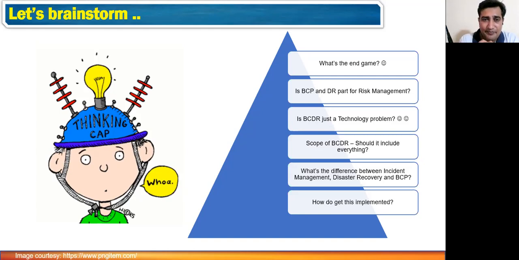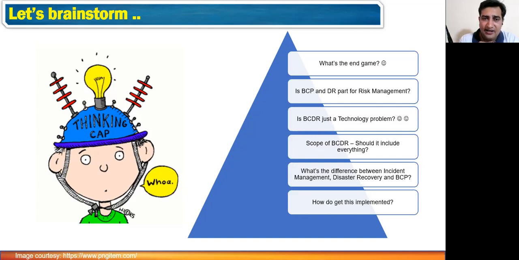Next question is, are BCP and DR part of risk management? I think this is a fairly simple question, right? The entire security effort, any activity related to security, is all tied up with risk management. Security is there for risk management, as simple as that. So BCP also is part of risk management, and how it fits in the entire machinery we will talk about in the next slide, right?